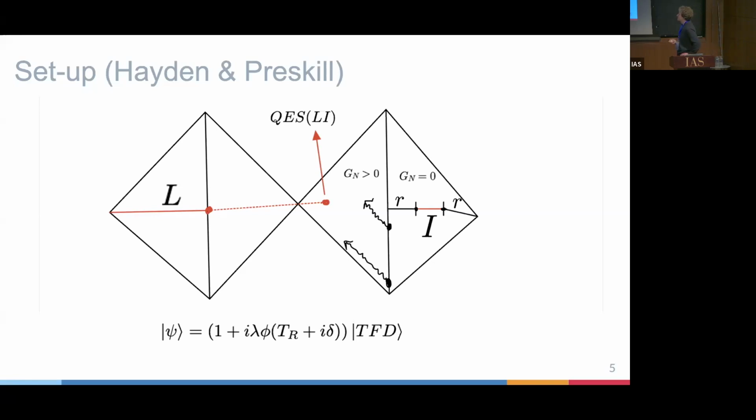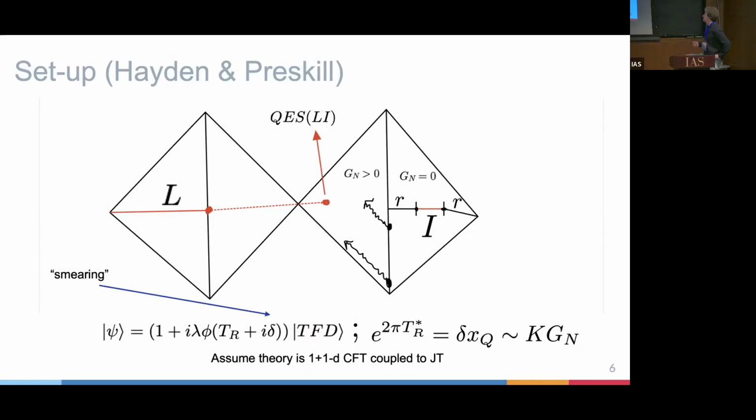So you should really think of this as being close to a unitary. And this delta parameter here, I'm going to think of as a sort of smearing scale, okay? So I'm smearing the operator on times of order delta. Now, when does this transition happen?